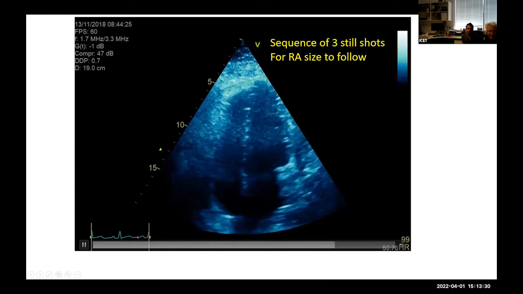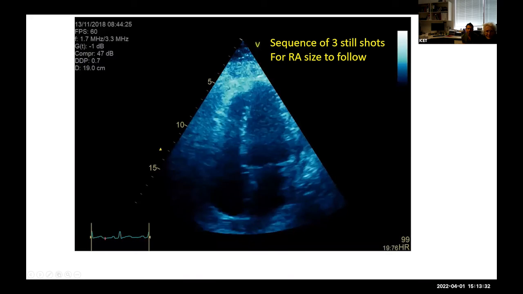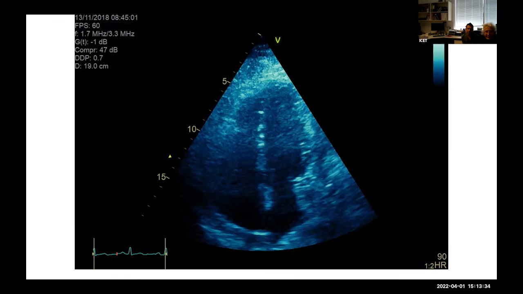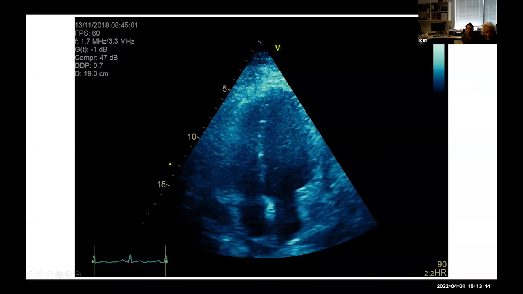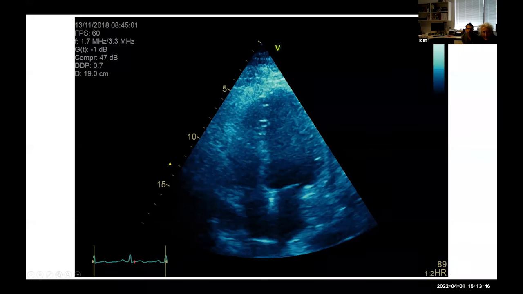Anyway, moving on. Still shots. It's just a few still shots to show the degree of collapse. So you can just go through them.